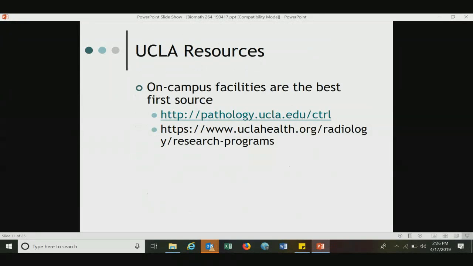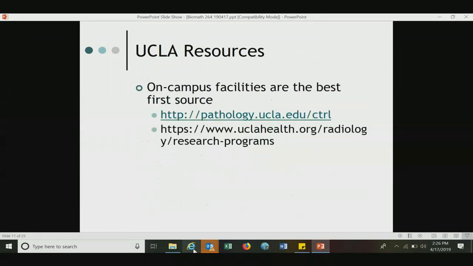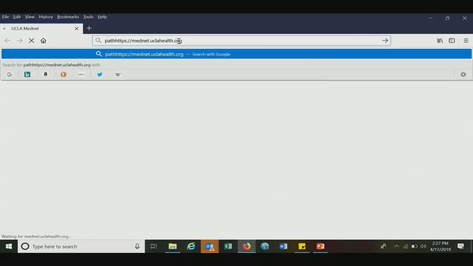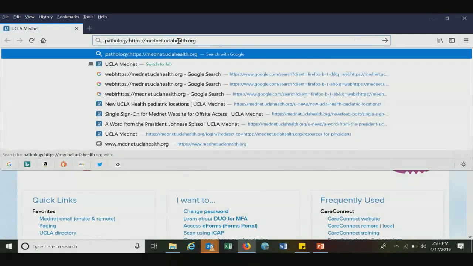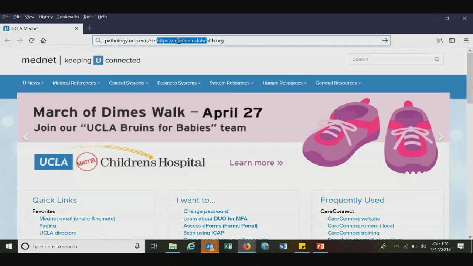So I've got here the link to the pathology portal. Are you guys familiar with the pathology portal? Have you ever used it? Let me just show you real quick. This is who will do all your assays for you. Well, not all of them, but you can find out if they do them.